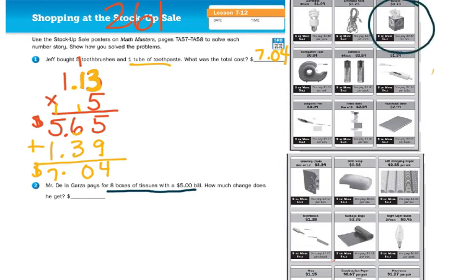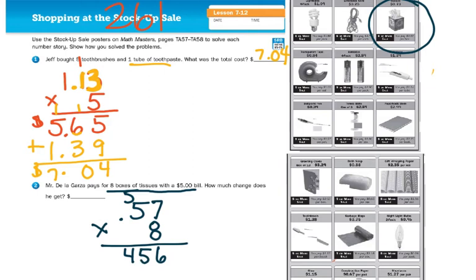73 cents if we buy 5 or more, and he's buying 8. So let's go ahead and take 57 cents times 8 of them. Now we're going to multiply, ignoring the decimal for right now. So 8 times 7 is 56, carry your 5. 8 times 5 is 40. And 40 plus 5 is 45.